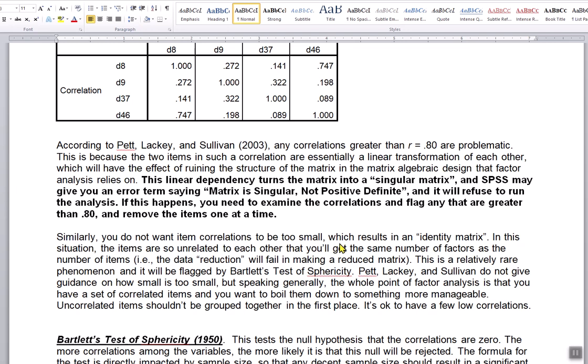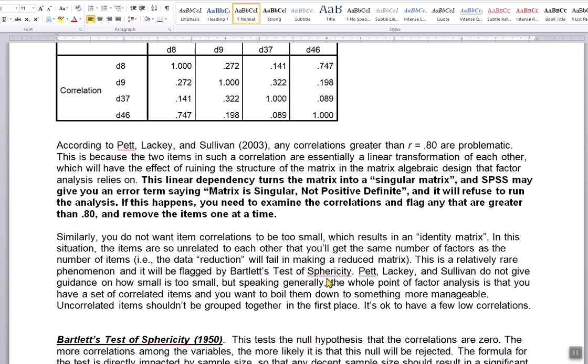Similarly, you don't want the correlations to be too small. What happens then is that you get an identity matrix. So it's a similar situation, but in reverse. The items are so unrelated to each other that you'll get the same number of factors as the number of items. This is relatively rare. It only happens when you have items that are really unlike each other, and so they have no business being in the scale together. And when this happens, it'll get flagged in Bartlett's test of sphericity.